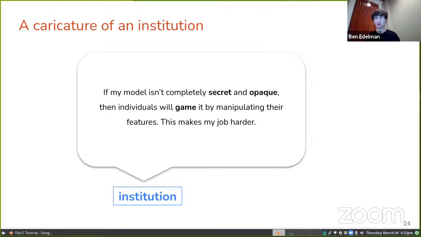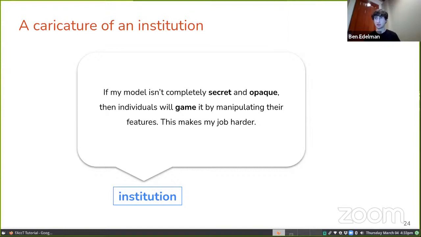Maybe I want to design a resume parser that estimates how good someone will be at their job, and now I have to worry about people putting in invisible text. This is really just a hassle. It's purely negative. But what I'd like to do is question this take, that strategic responses are purely negative for the institution, and try to go beyond that to a more comprehensive framework.